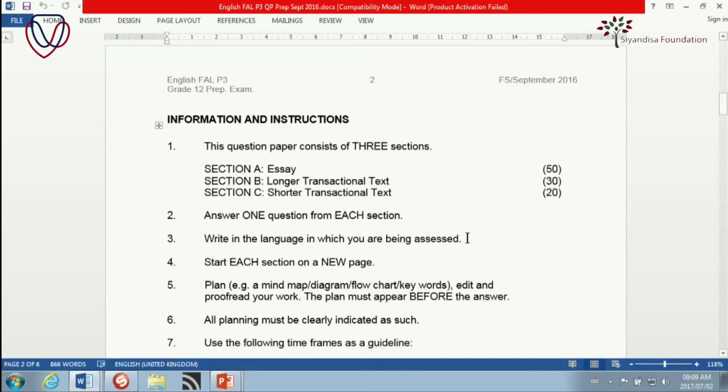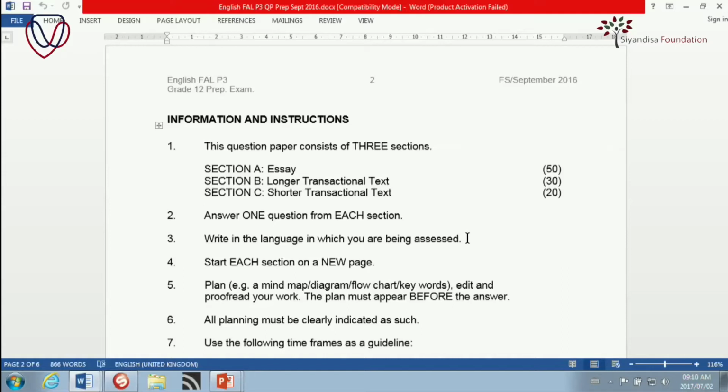Please remember that is actually a critical instruction. It's very tempting because English is difficult. Because most people struggle with English, it is tempting to slip in one or two words of your own home language and leave them there. Don't do it.